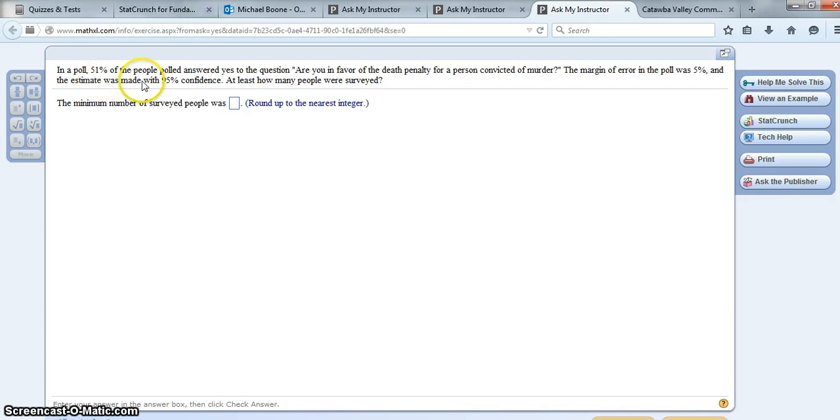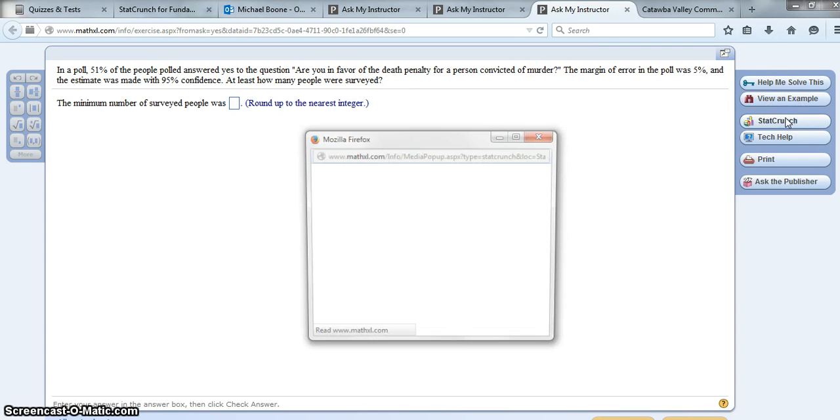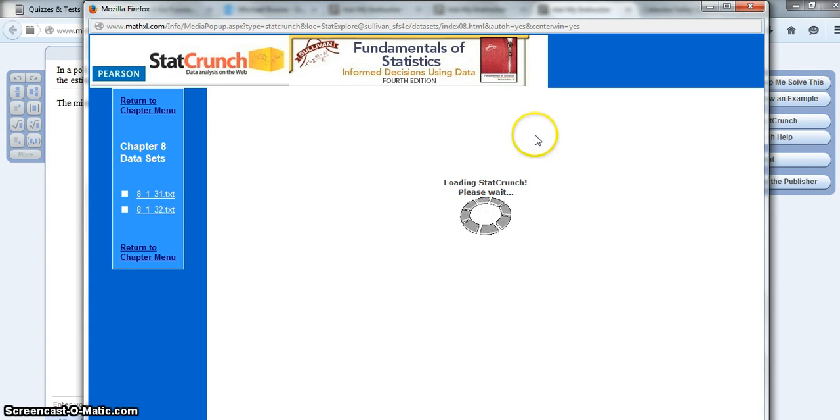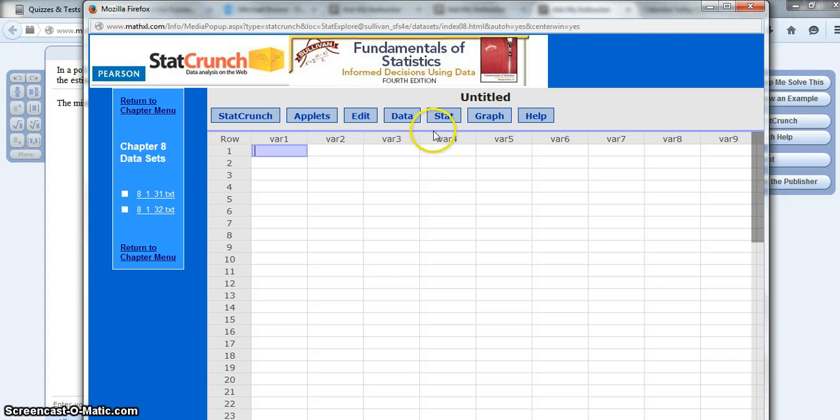In a poll, 51% of people polled answered yes to the question, are you in favor of the death penalty? The margin of error for the poll was 5%, and the estimate was made with a 95% confidence. At least how many people were surveyed? So we can actually do this on StatCrunch. It will find this for us.